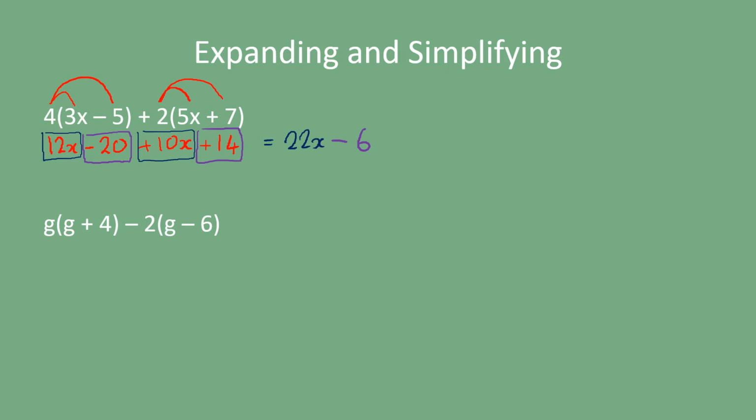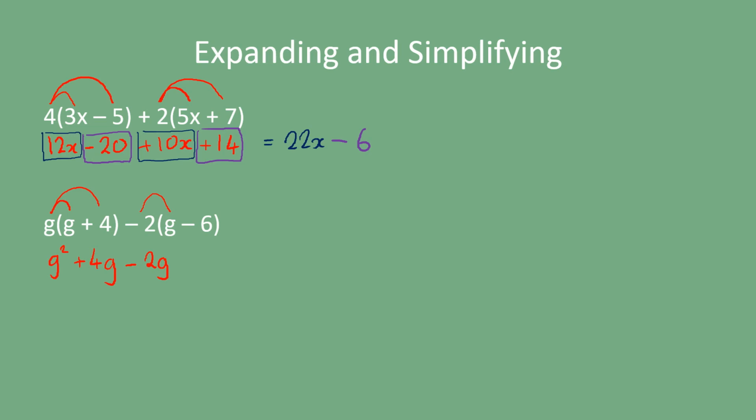Okay, let's look at one more here. And there's a little bit of a trick with this one. So we're going to start with g times g. That's going to give me g squared. G times plus 4. That's going to give me plus 4g. And then we're going to do minus 2 times g for the second bracket. That's going to give me minus 2g.